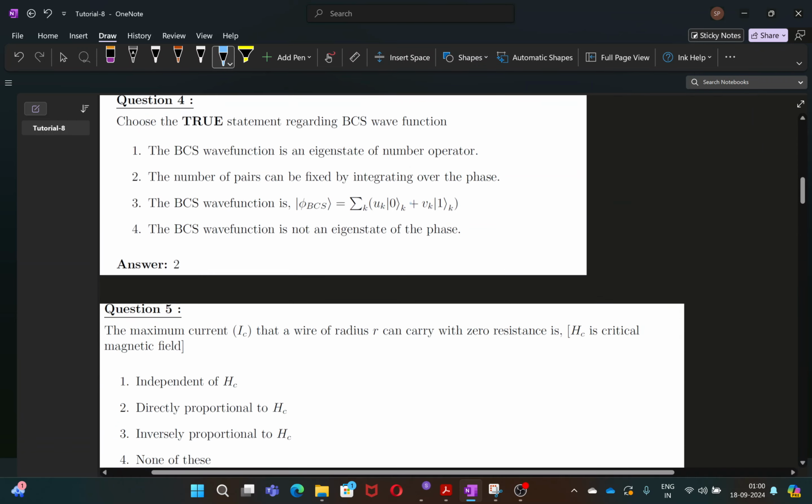Right. So then question number 4 is: choose the true statement regarding the BCS wave function.